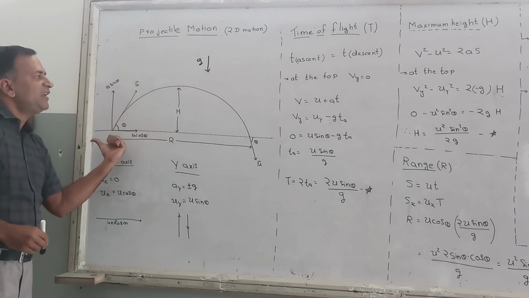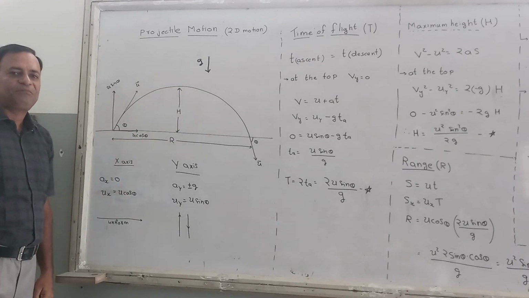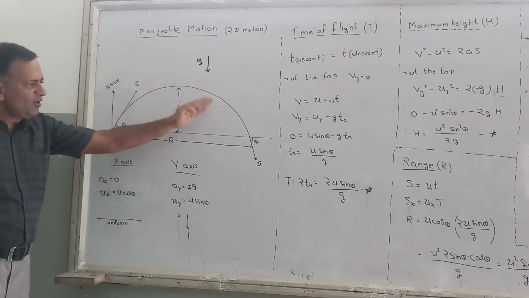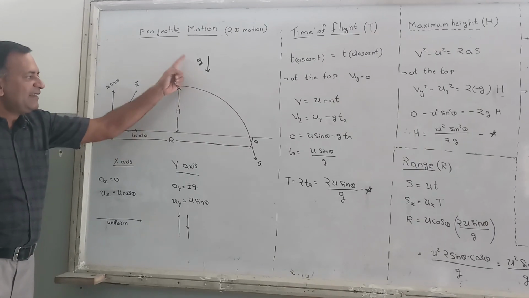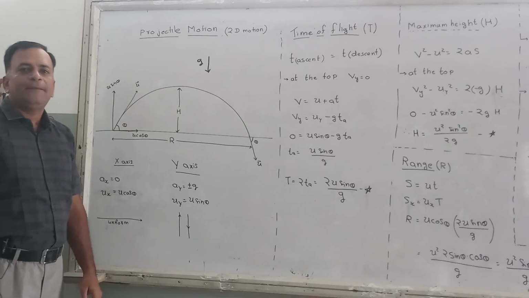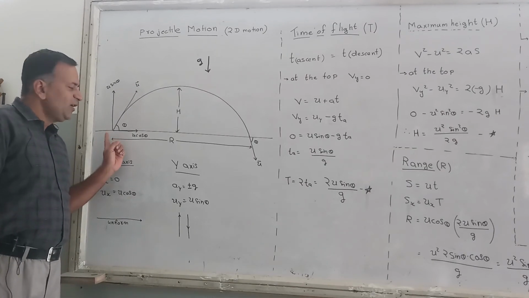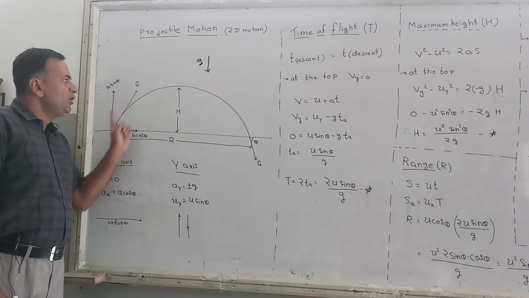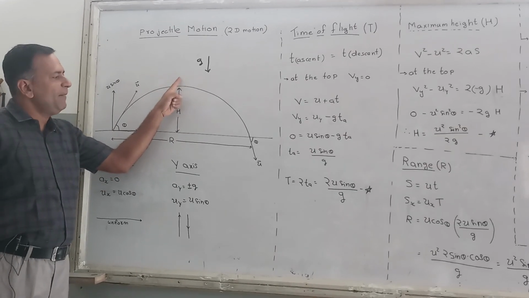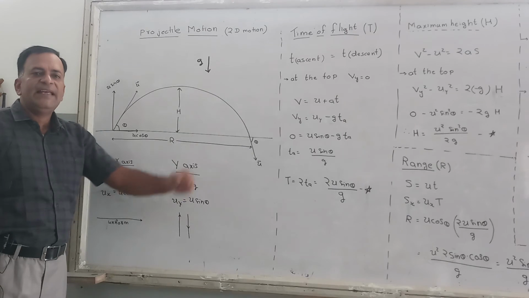So when it goes up, acceleration is downwards. That means it is retarding as it is going up, and when it is coming down, when the motion of the projectile is downwards, acceleration is also downwards, so it is accelerating. So when going from ground to the top, it is retardation. Going from top back to the ground, it is acceleration.